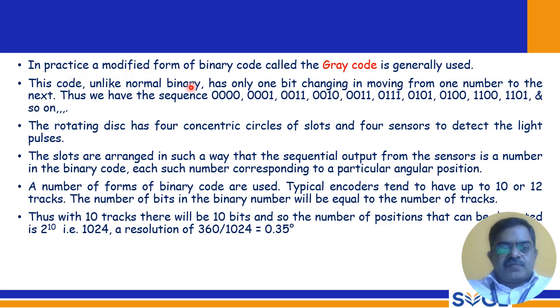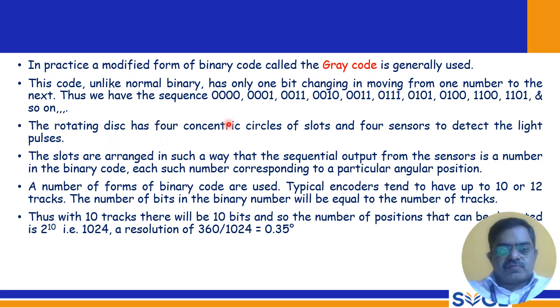In practice, a modified form of binary code called the gray code is generally used. So this is a four digit gray code. This code, unlike normal binary, has only one bit changing in moving from one number to another. So we have 0 0 and then one bit change, and another one bit change. From one position to the next position there is a one bit change. That is known as gray code.